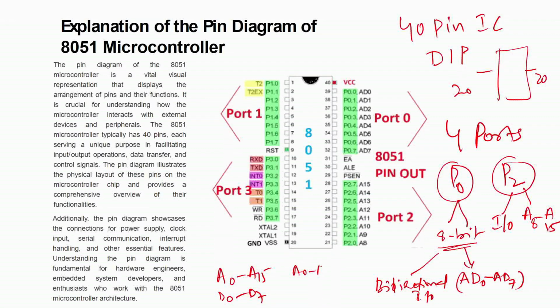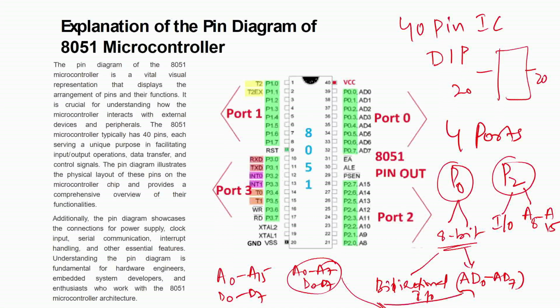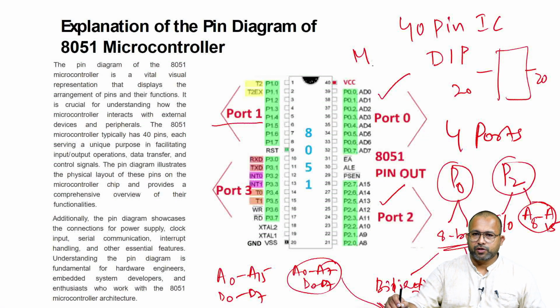Lower order address and lower order data bus are multiplexed, and it is present on port 0, and port 2 contains the higher order bus. On the other hand, port 1 is simply used as IO port, where we can connect IO devices, and on port 0 and port 2 we can connect memory most of the time, and sometimes IO devices also.